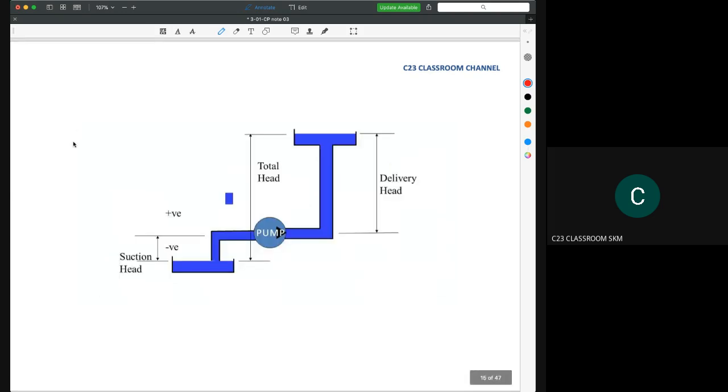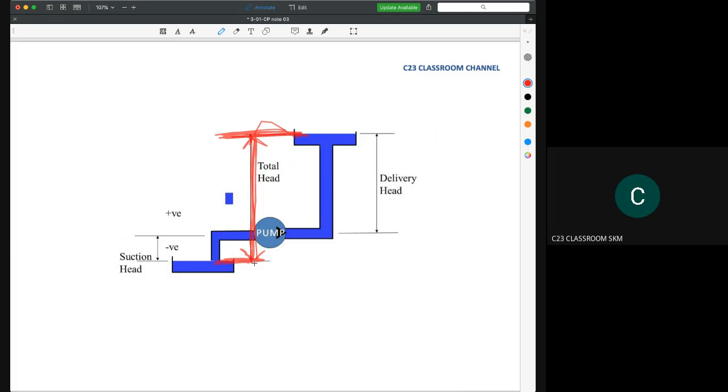Okay, this is another idea about the pump. Sometimes the pump is located outside the source of water like this one. For this one, just bear in mind you need to measure the height from the inlet surface to the outlet surface here. So in this situation, this is the distance between the inlet and outlet surface, which means that this is the manometric head.